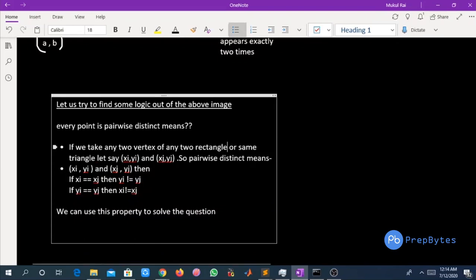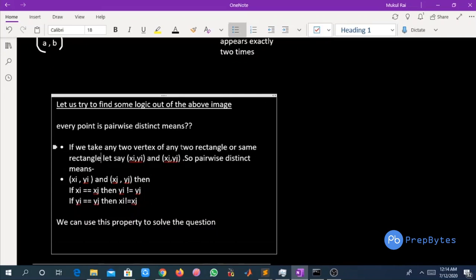So if we take any two vertices of any two rectangles, or the same rectangle, let's say xi, yi and xj, yj. Pairwise distinct means that if xi and xj are equal, then yi and yj will not be equal. And if yi and yj are equal, then xi and xj will not be equal. That is, all the vertices are distinct. So this is the idea behind pairwise distinct.